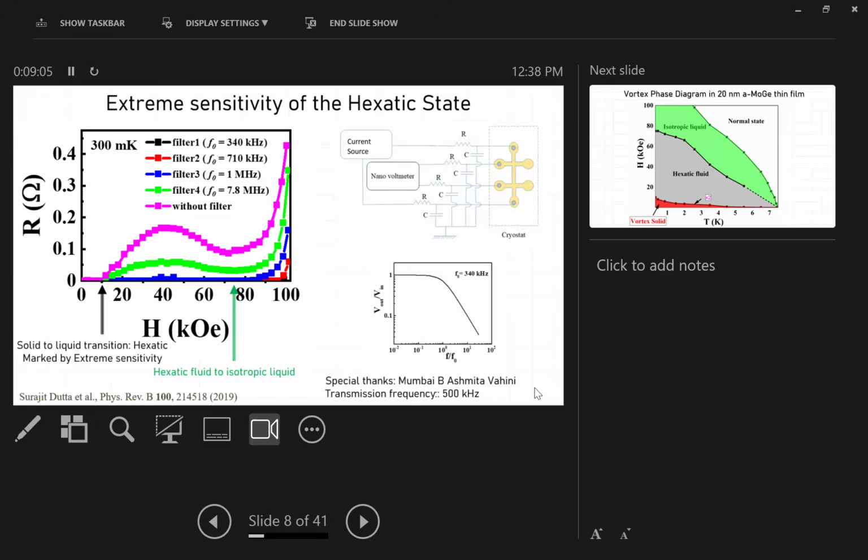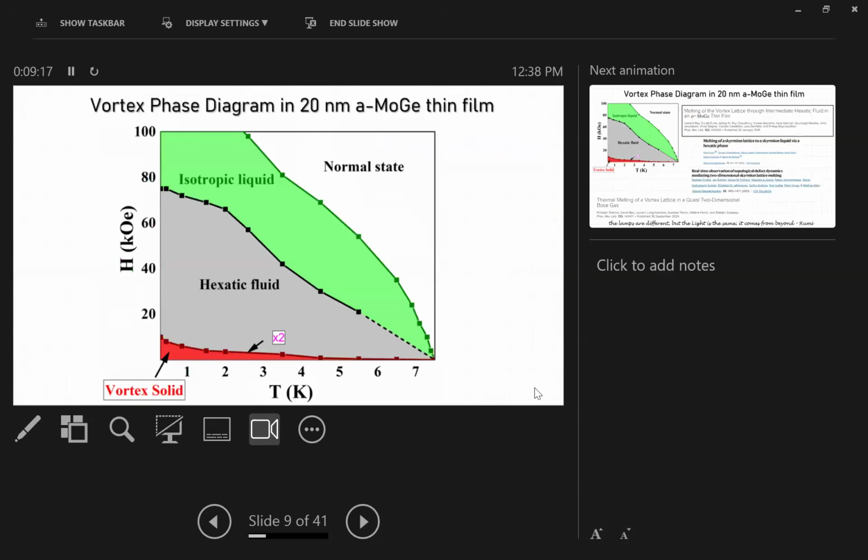Now I can do this measurement without the filter and actually look at these phase boundaries. Here, for example, this is a phase boundary between the solid to hexatic transition. Here, this rapid increase is the hexatic to the isotropic liquid. And now tracking this as a function of temperature, if I show you the phase diagram, you can see that in the phase diagram, I have only a tiny sliver of vortex solid. Most of it is this vortex fluid state, either hexatic or isotropic liquid.